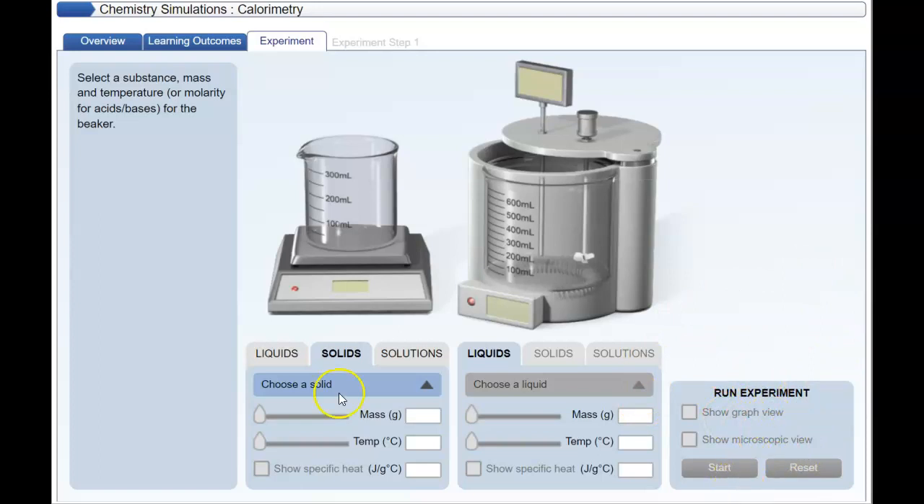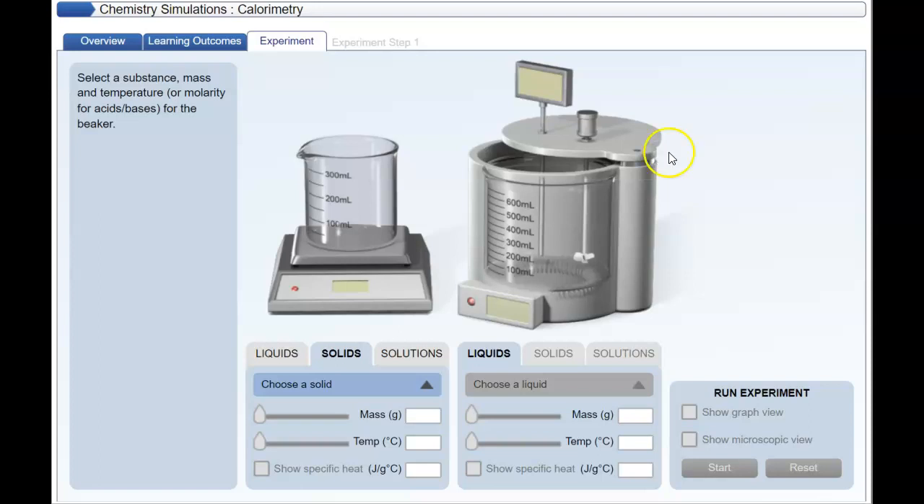You click start, and eventually, once the metal has been transferred to the calorimeter, at some point the temperature of both will reach the same temperature. The temperature will stop rising or descending. That means both materials, the solid and the liquid, have reached thermal equilibrium.